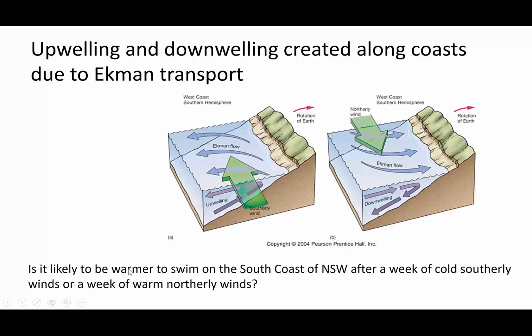And here's a question for you to think about in your spare time. Is it likely to be warmer to swim on the south coast of New South Wales after a week of cold southerly winds or a week of warm northerly winds? The way to think about this is upwelling will bring up colder water, downwelling will actually bring in warm water from the East Australian coast further offshore.